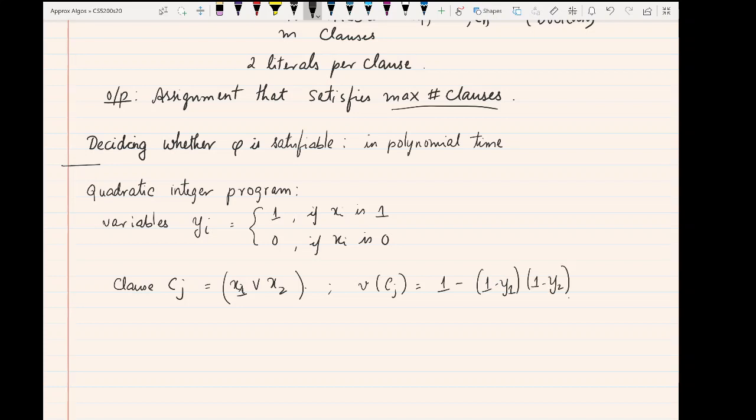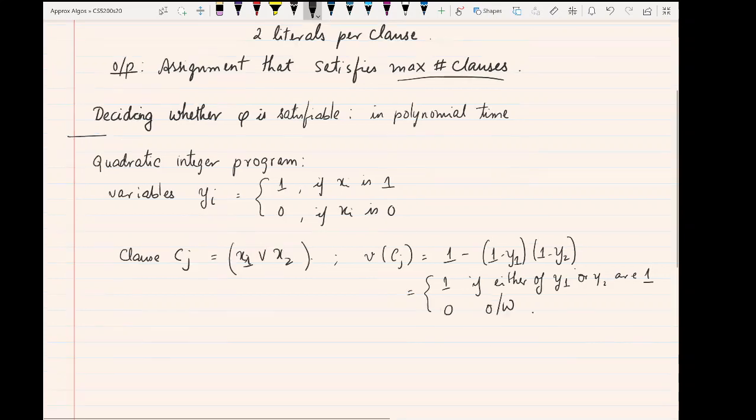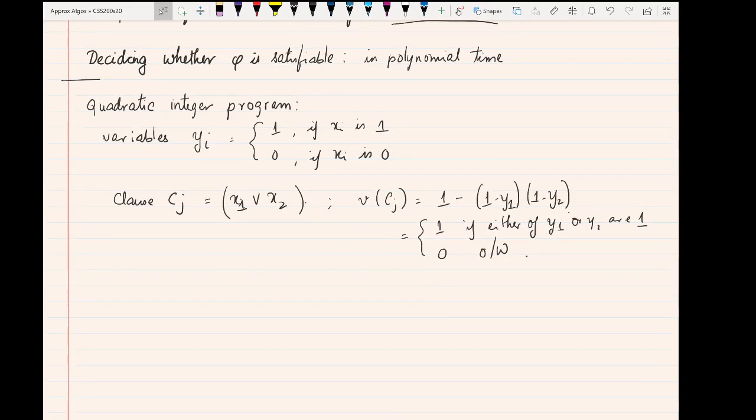Now this polynomial, which I call v of Cj, is 1 if either of y1 or y2 are 1, and it's 0 if both are 0. Now this is great. So this is indeed a quadratic polynomial. So let me just expand this out.